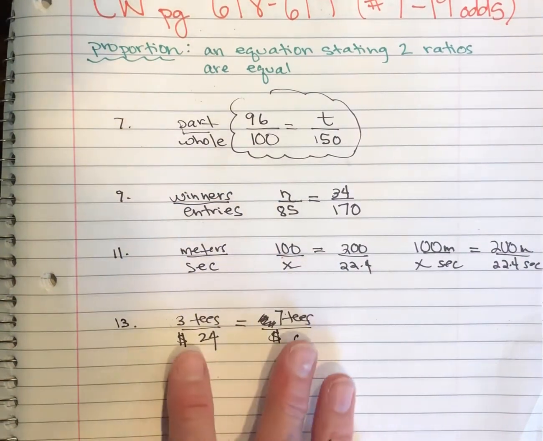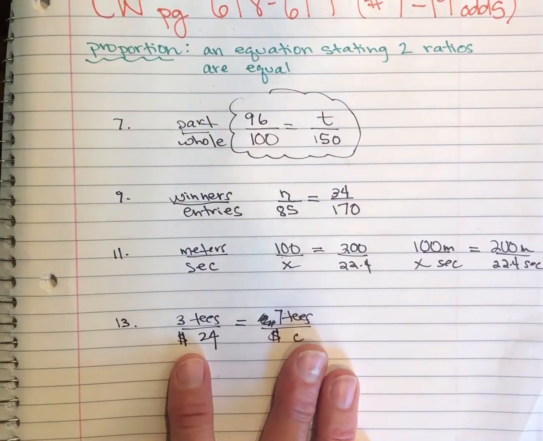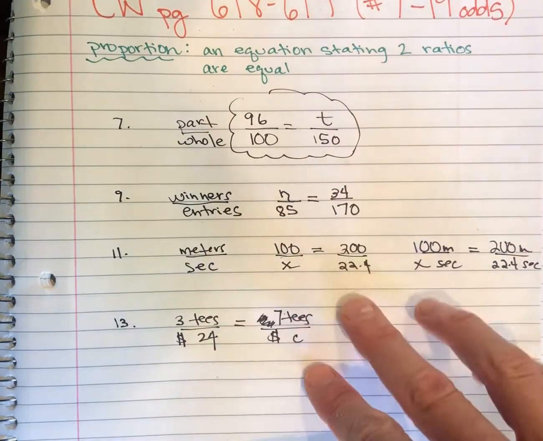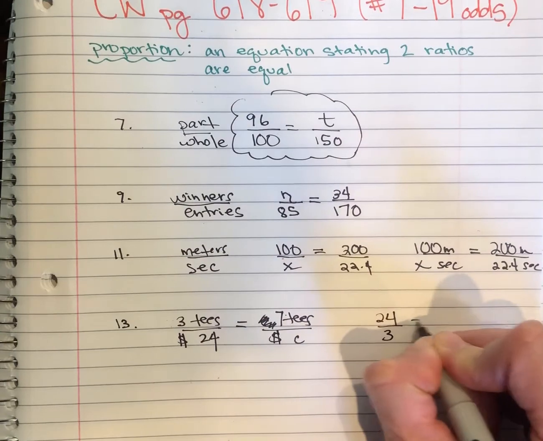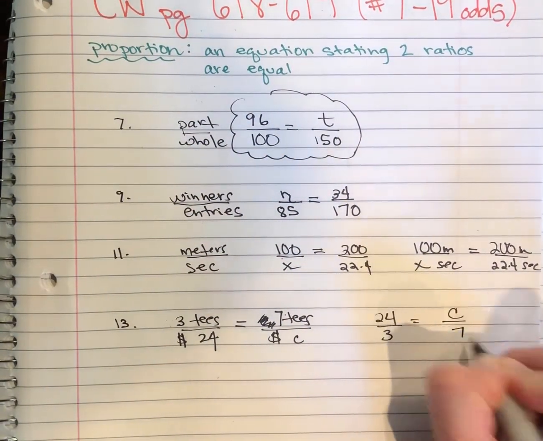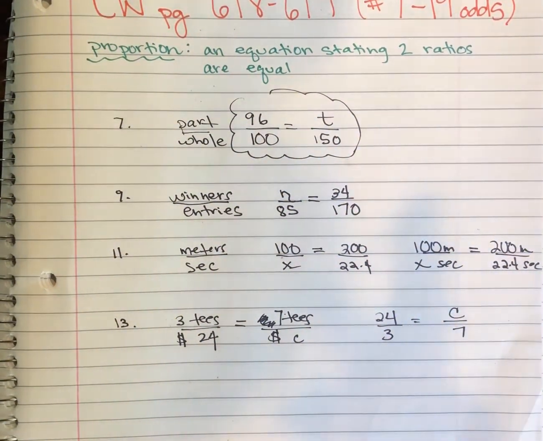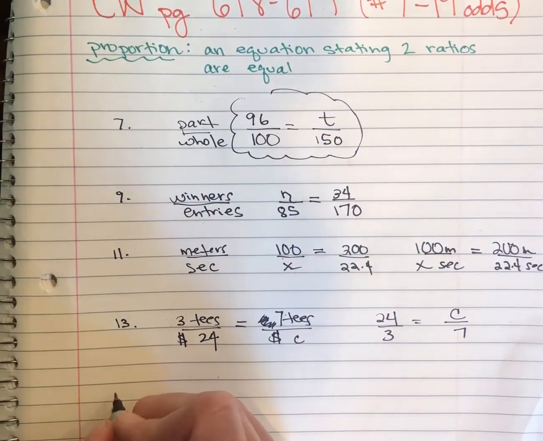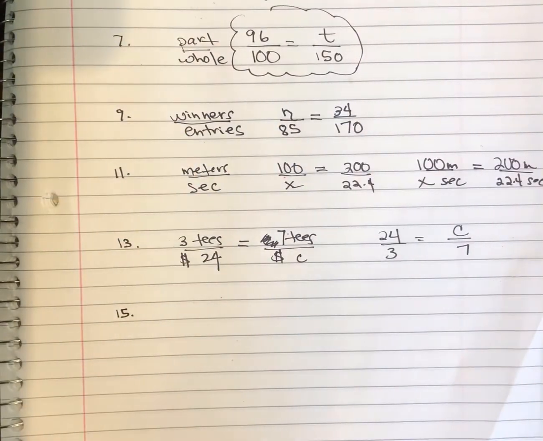So here's our proportion with the words built right into it, okay? You might see it with the ratios flipped. So with 24 on top, 3 on the bottom, which means C would go on top and 7 would go on the bottom. That means the same thing. If we solve, we're still going to get the same answer, okay? As long as you're consistent with what you put on the top and what you put on the bottom.